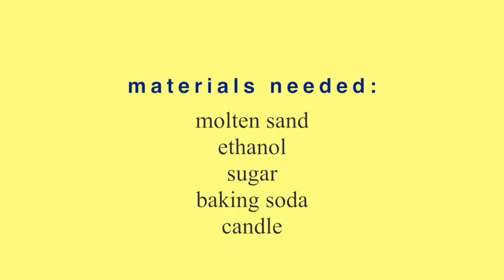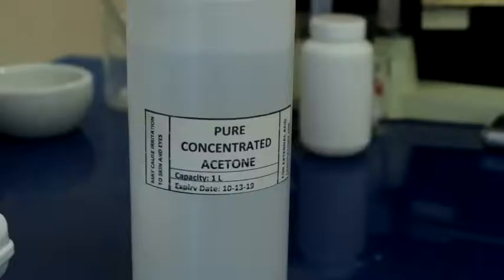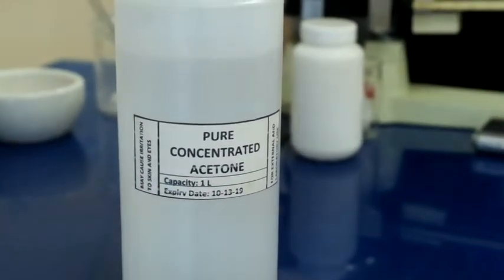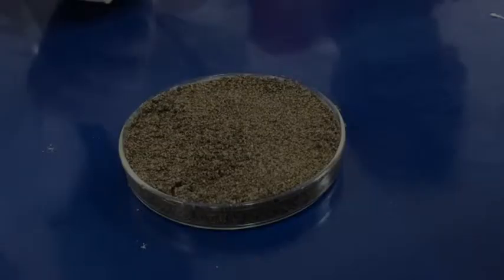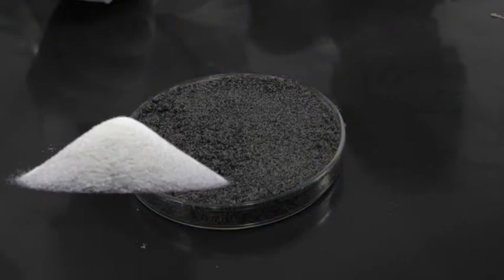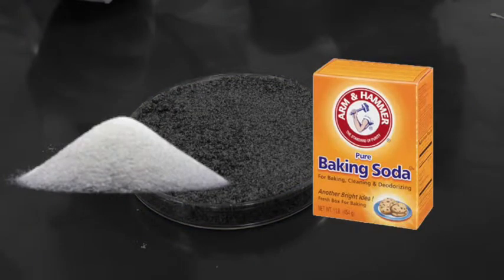Have you ever played with a black snake? It's a firework. When lit, it smokes and creates ash resembling a snake. The instructions are: for step 1, mix 4 tablespoons of sugar with 1 tablespoon of baking soda.